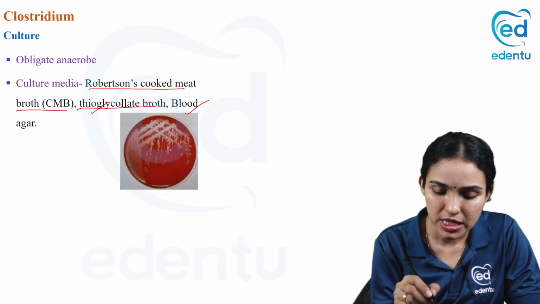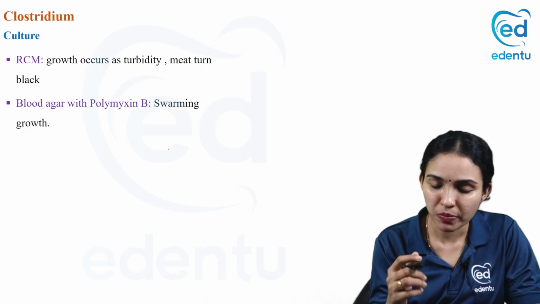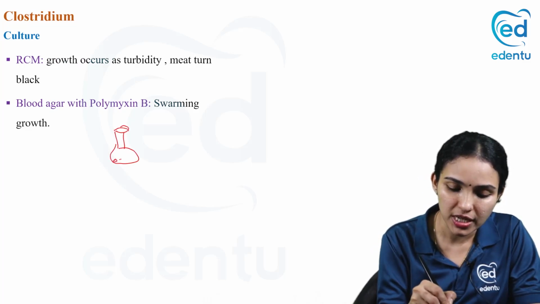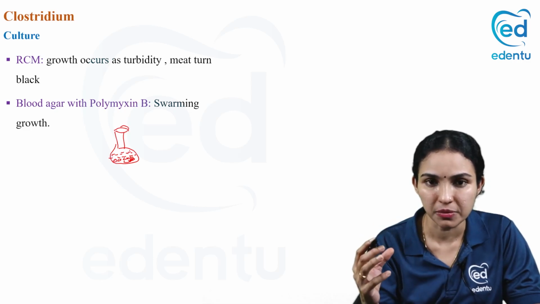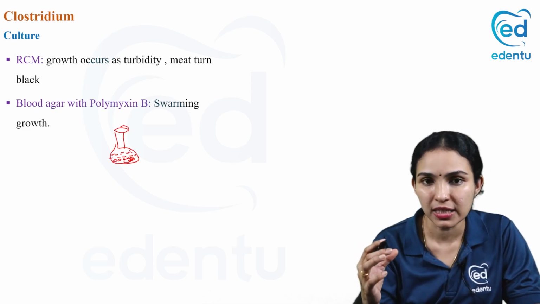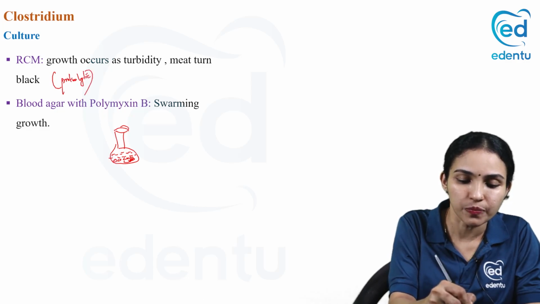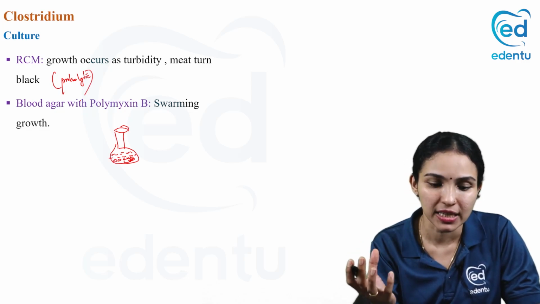And how do the colonies look? This is how the colonies appear. So in RCM, in Robertson cooked meat broth, it will be like this. You have a tube which contains these meat particles, and here you will have the liquid part, the broth. And what happens when the bacteria grow in this? The broth will become turbid and the meat will become black in color. Why does the meat turn black? It is because tetani has a proteolytic action. Since it lyses the proteins, it makes the meat black in color.